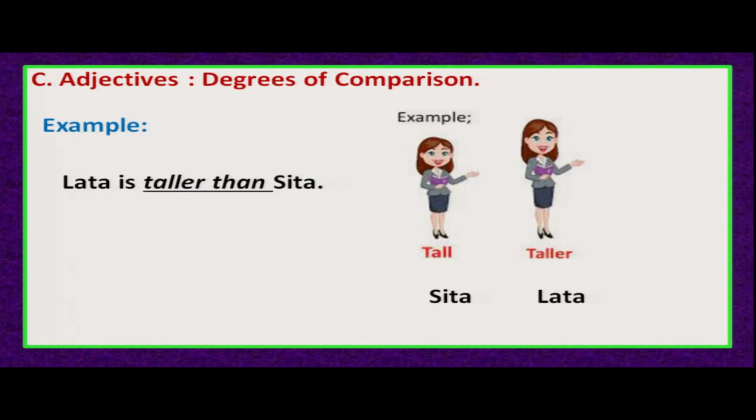So you just see the example. There are 2 girls, one is tall, another is taller than that. So Sita is a tall girl and Lata is taller than her. So Lata is taller than Sita.